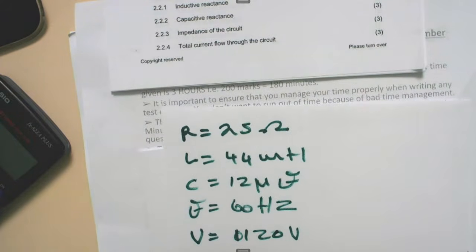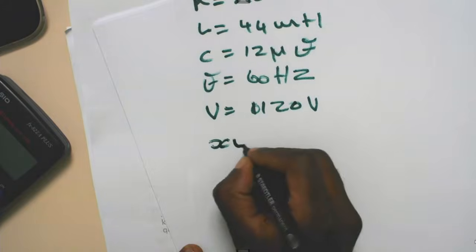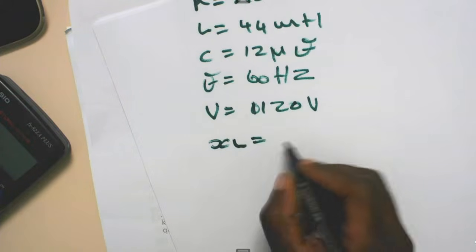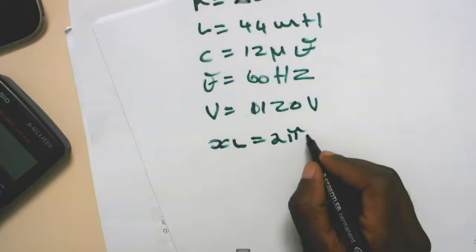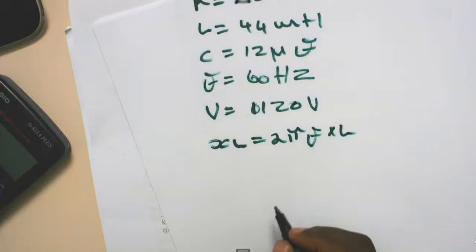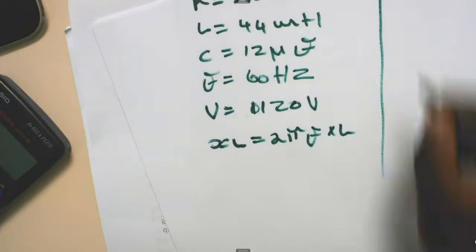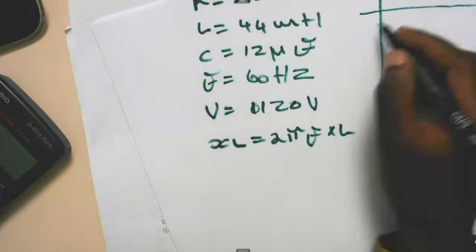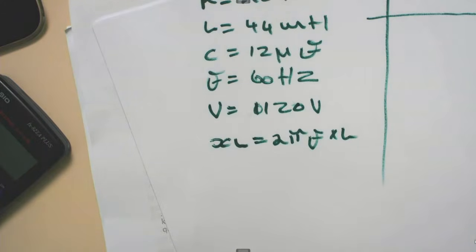We normally say XL is equal to 2 pi, frequency multiplied by inductor. So before we can answer this question, let us remember that normally our learners have this thing of forgetting our prefixes. So let us quickly write the prefixes that we normally use here.